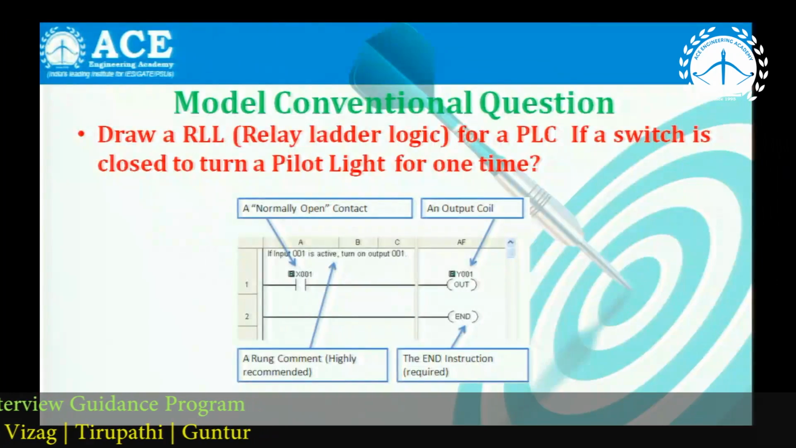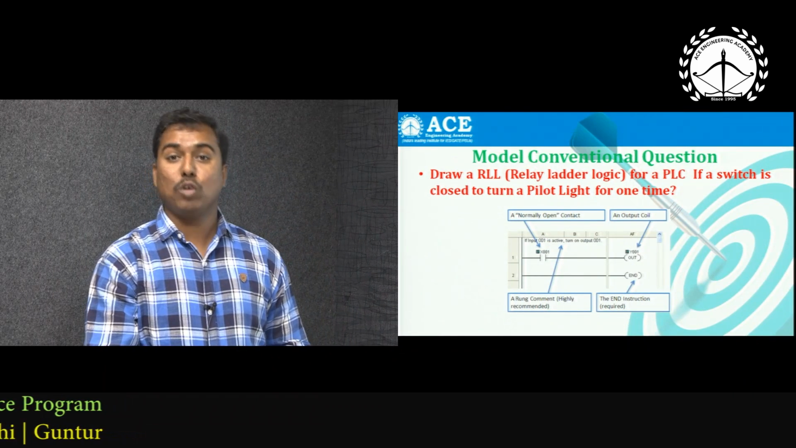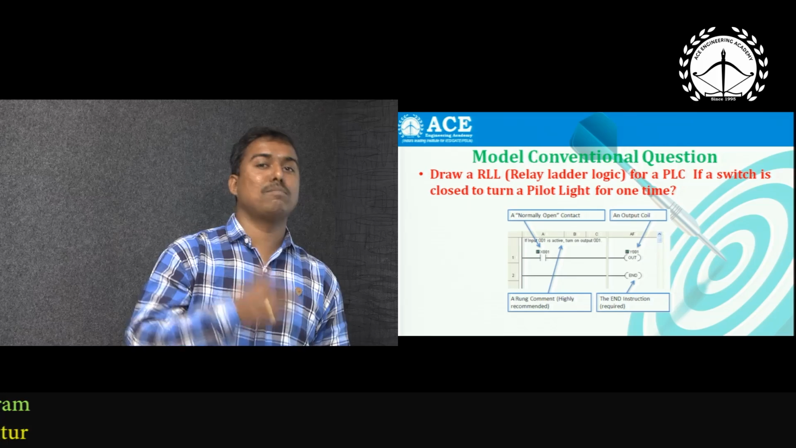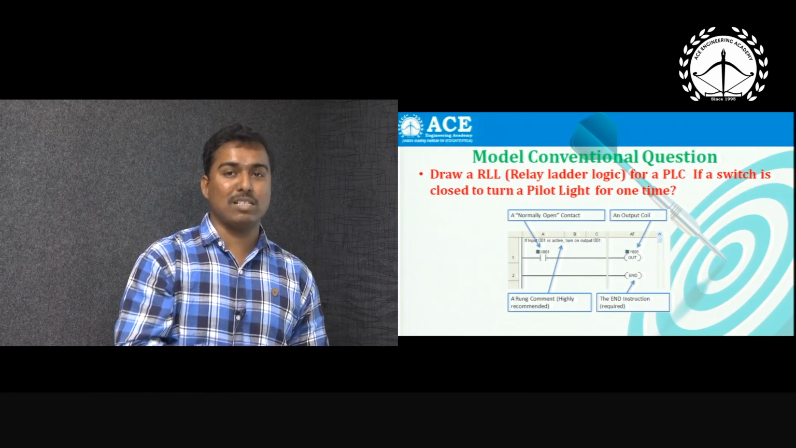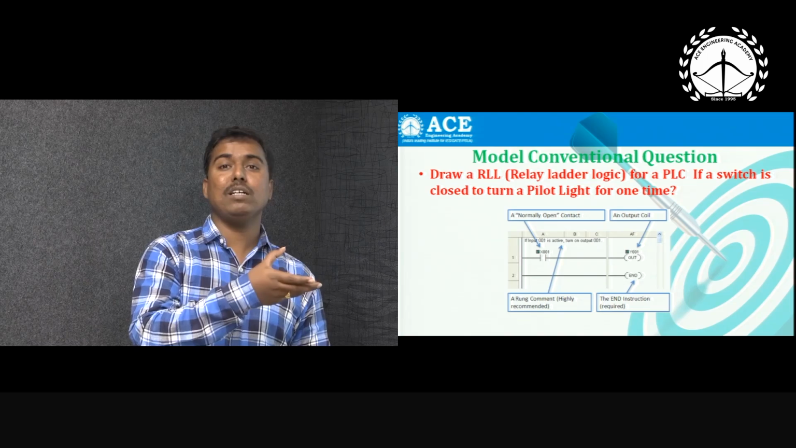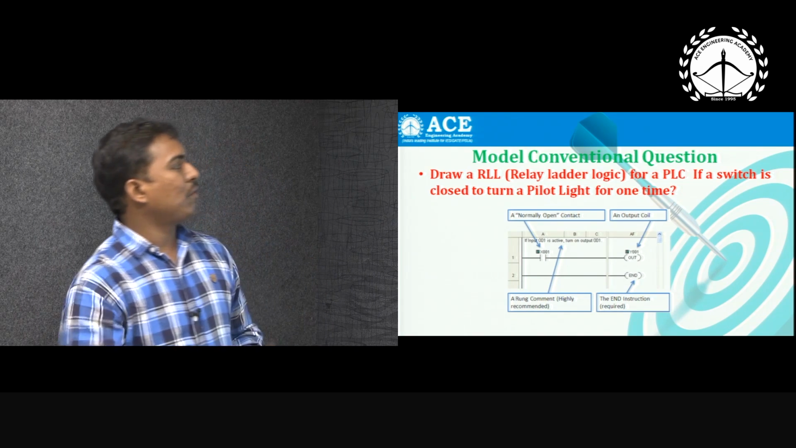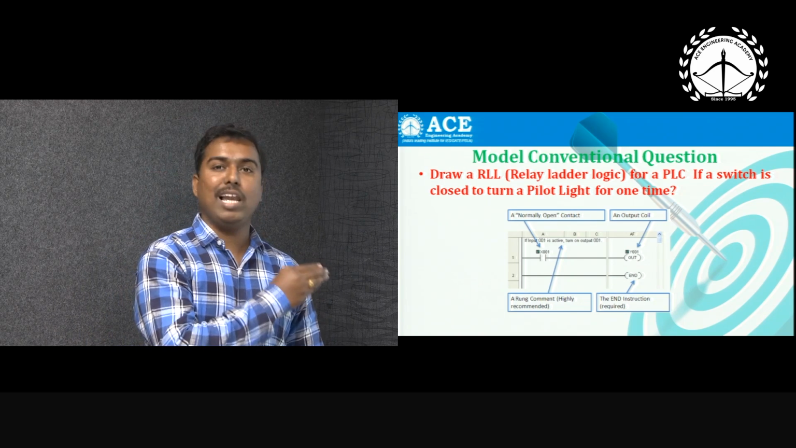First, the new topic that mechanical students may have heard, microprocessors, microcontrollers also sometimes, but PLC they have not heard up to now. This PLC is one complete subject for instrumentation people. So on this, how to program a PLC, what is the programming language that is used for the PLC, on that a question may be asked. So if you see, draw a RLL. What is RLL? Relay ladder logic.